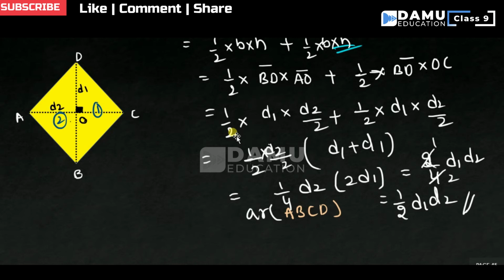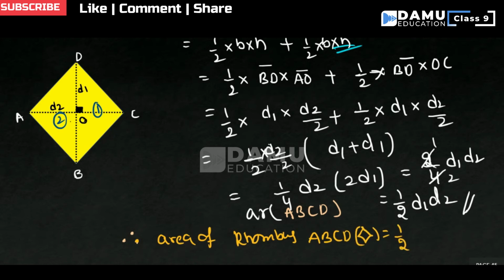So finally we can write the condition: area of rhombus ABCD is equal to half into D1 D2. Like this we need to find.